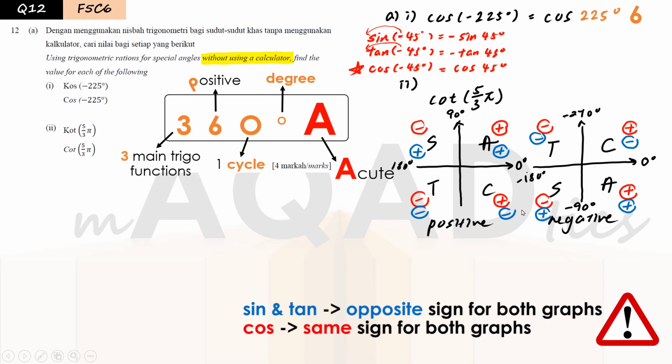Which is why we need to add a negative in front, because all of the signs are totally opposite from each other, from positive to negative. But the only exception is cos, because if we use either the positive or the negative graph, they have the same sign. So this is why for cos, the negative can magically disappear.